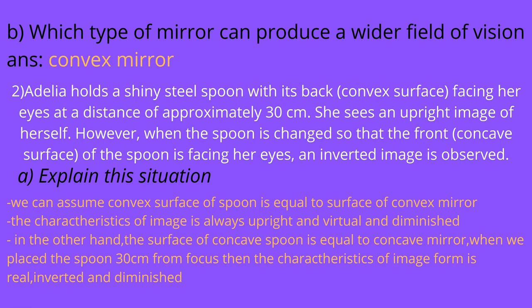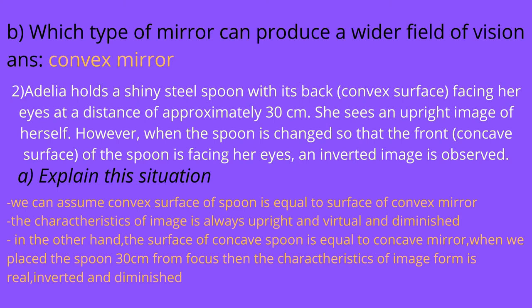Number 2. Adelia holds a shiny steel spoon with its back, which is convex mirror, facing her eyes at a distance of approximately 30 cm. She sees an upright image of herself. However, when the spoon is changed so that the front, which is concave surface of the spoon, is facing her eyes, an inverted image is also observed. A. Explain this situation.